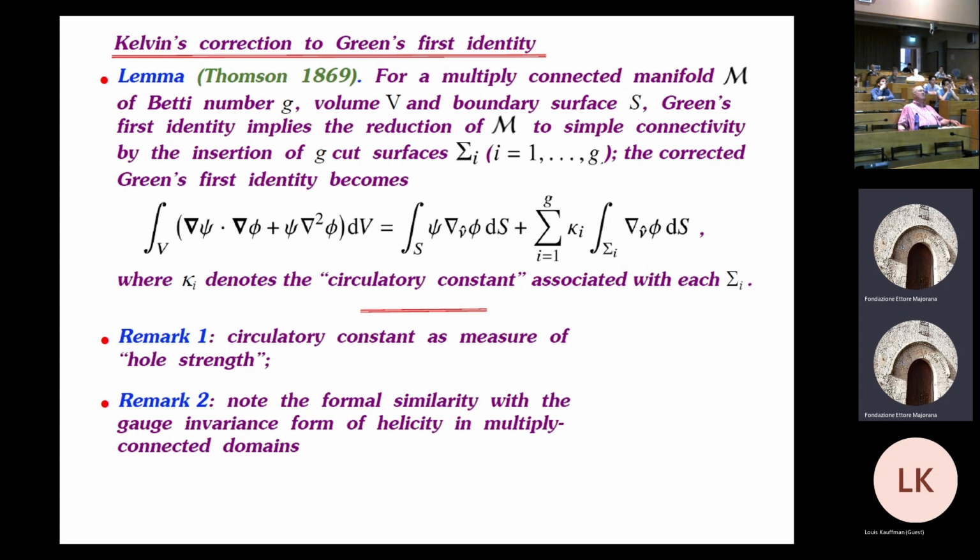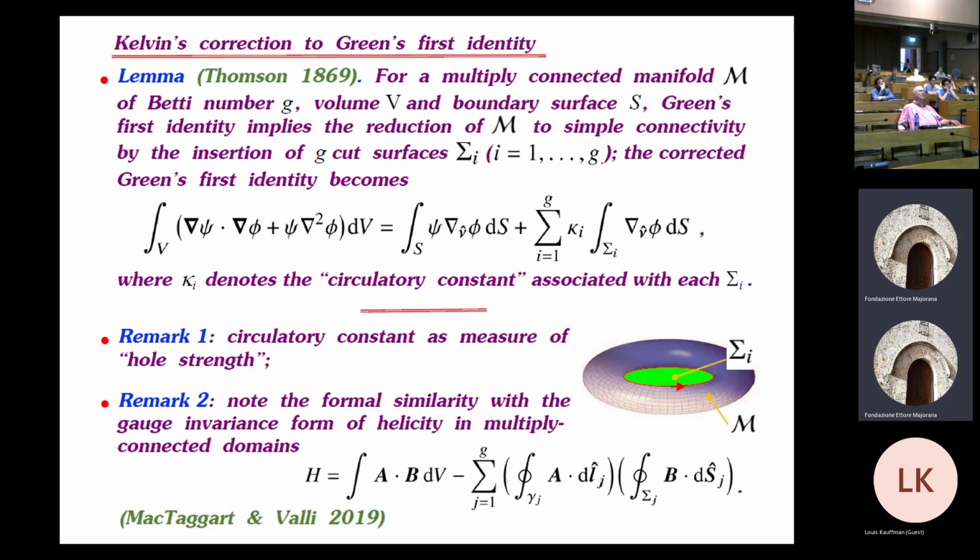For us and this community, it's good to remember the work on helicity in multiply connected domains, and one of our participants here will surely talk about that. If M is, say, a donut, then we have to correct helicity in order to have gauge invariance in multiply connected domains with this expression. Now notice this expression and compare it with that one.